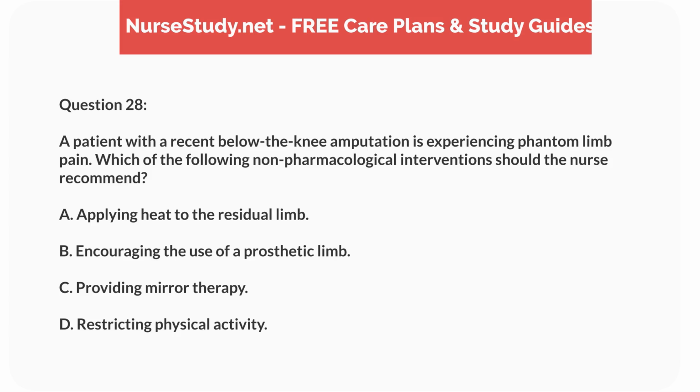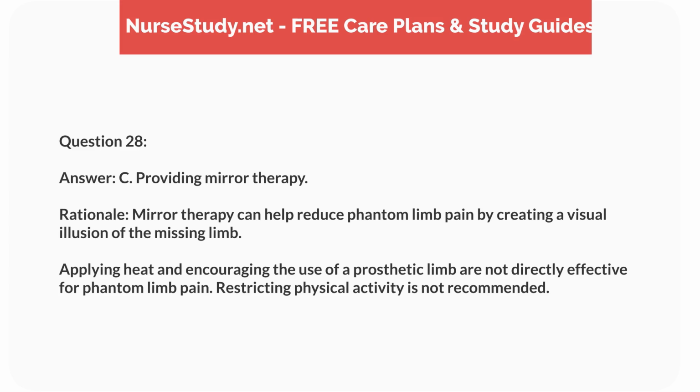Question 28. A patient with a recent below-the-knee amputation is experiencing phantom limb pain. Which of the following non-pharmacological interventions should the nurse recommend? A. Applying heat to the residual limb. B. Encouraging the use of a prosthetic limb. C. Providing mirror therapy. D. Restricting physical activity.